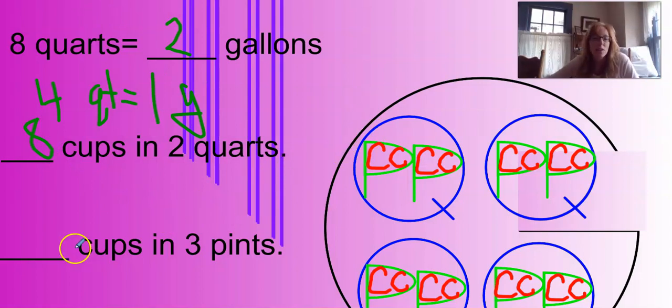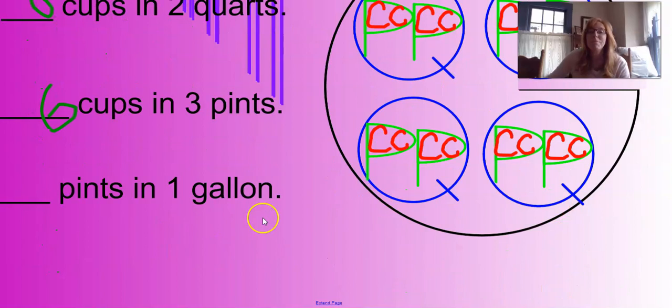The next one asks for how many cups are in 3 pints. So we got to go to the P's, our prince and princesses. So there's 1 pint, 2 pint, 3 pint. And they want to know how many cups are in the pint. So we know there are 2 cups in every pint. So there's 2, 4, 6.